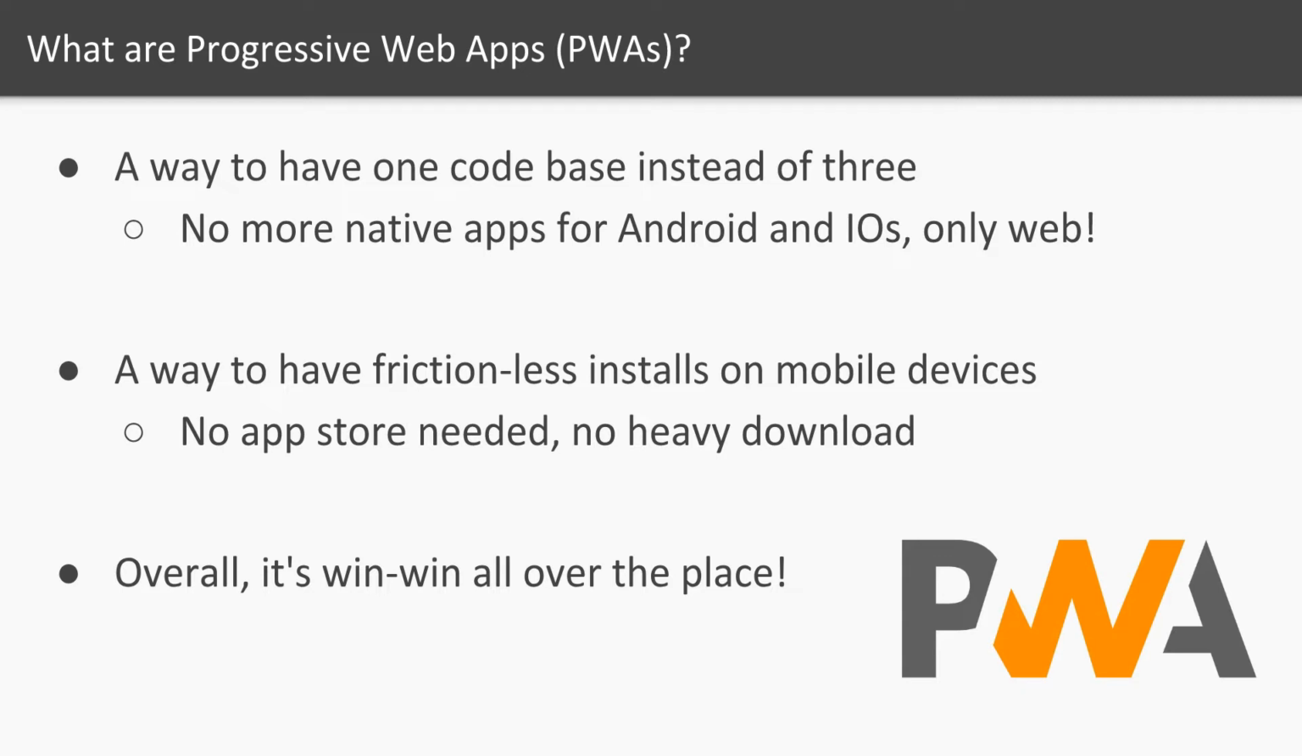Another huge benefit of progressive web apps is that they have frictionless install. The idea is that on a mobile device, the user is going to get prompted to add a shortcut on the home screen on their phone. So there's no app store needed, no heavy download of huge files of hundreds of megabytes. Instead, we are just adding a link to the home screen of the mobile device that will load the web application in there. So overall, it's really a win-win all over the place. It's easier for the user and easier for us as developers to develop such progressive web apps.